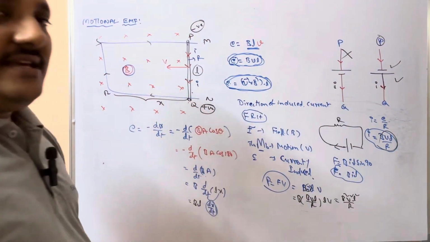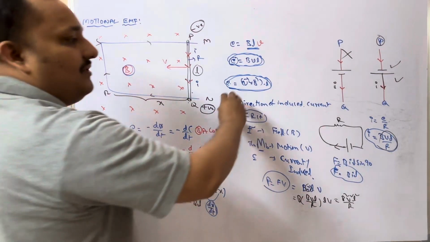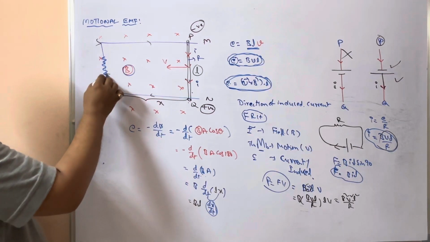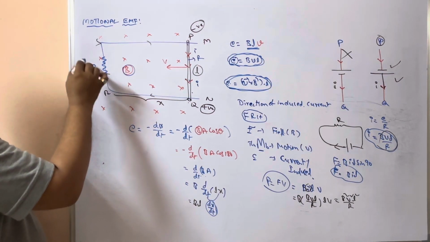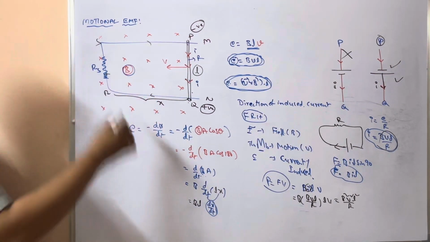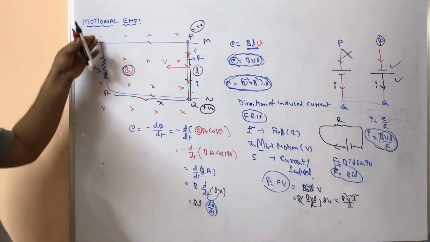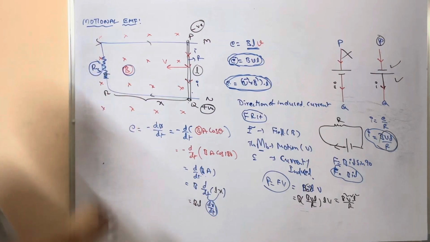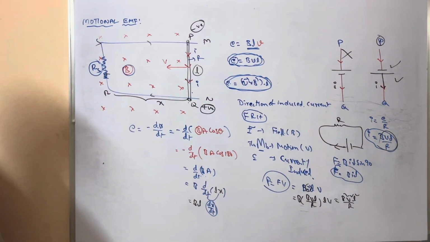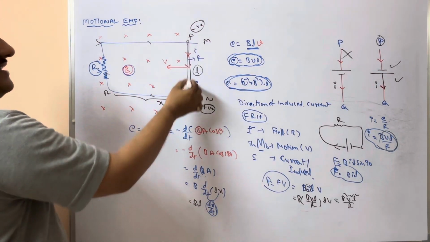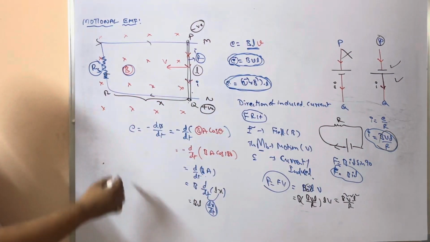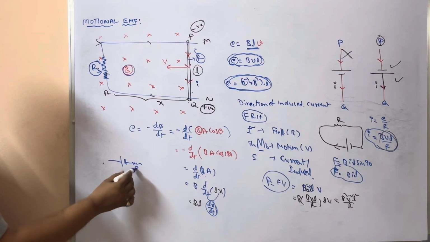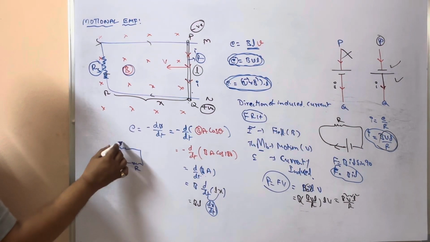Like that they may ask anything. Whichever they are asking, we can do all those things. If this frame also has resistance, let us assume the resistance is R_S. Resistance of this frame we are taking as R_S, or any symbol, just for our convenience we are taking R_S. This wire already has resistance capital R. So if you are drawing the battery, this wire resistance capital R is connected to R_S.